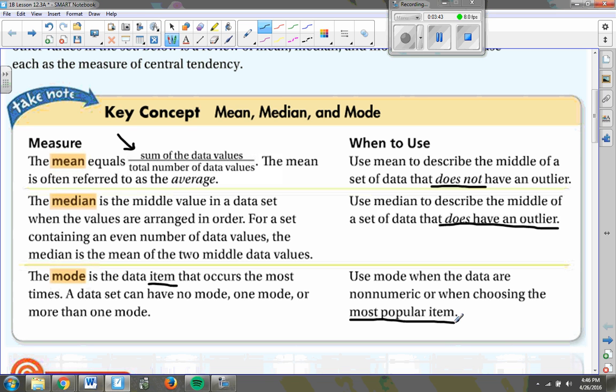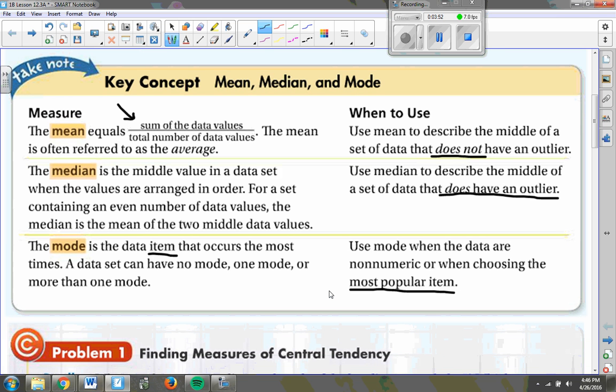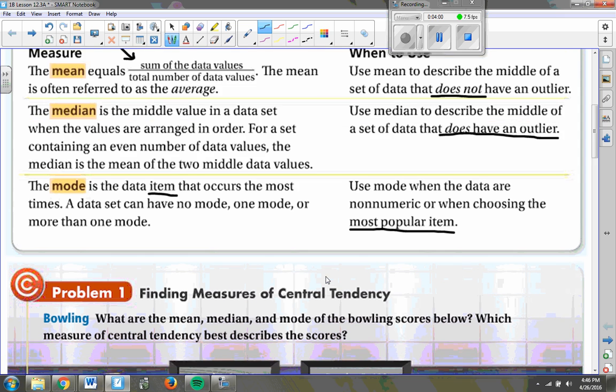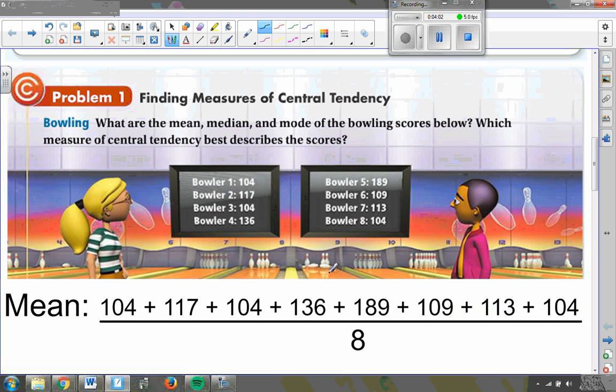Most of the problems in your practice problem set for tomorrow are going to be finding those 3 numbers, mean, median, and mode, for a certain set of data. So, for example, we have these 2 cartoon bowlers here, and 6 of their friends apparently, so we have 8 bowlers and their scores for a certain game of bowling. They want us to find the mean, median, and mode of these bowling scores, and then decide which measure of central tendency best describes the scores.